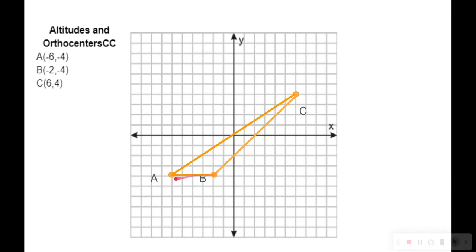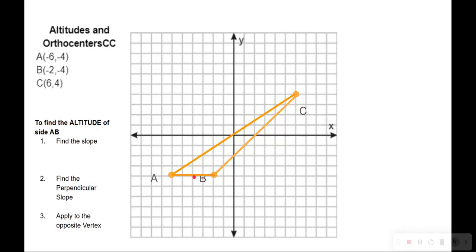So if this is my base right here and I want to find the altitude, remember, I can use my pencil, and then that means this right here is the altitude. But how do we prove it? Well, first you're going to look at the side that you're trying to find the height from, and this side AB. If I want to find that, I need to find the slope of AB. So that is, slope is y2 minus y1 over x2 minus x1.